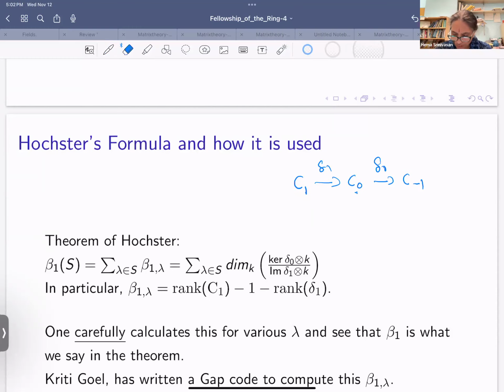So rank of this minus 1, because that's what it's going to be, and then the rank of delta 1. I wanted to do this other way, I think. So these are the things that will have 0. So these are things that will be just singletons. And these will have 2 elements in it.